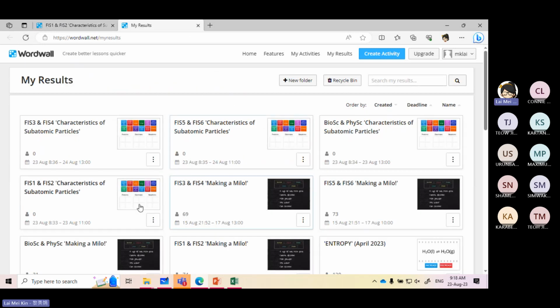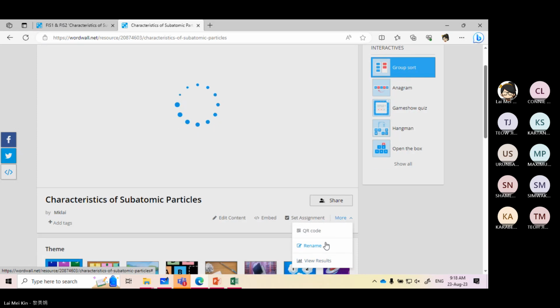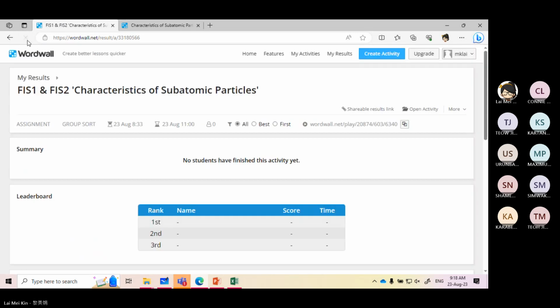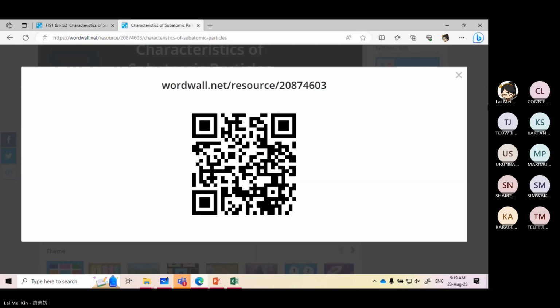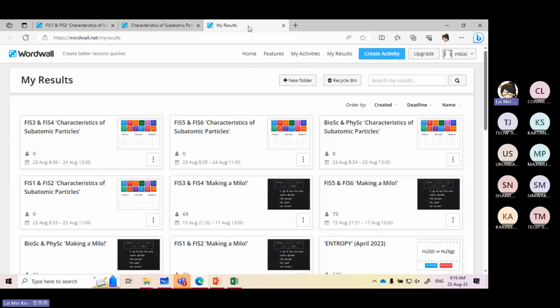Do the QR code again. Drag and drop. What are the characteristics of proton, neutrons, electrons? Still no students have finished the exercise yet.